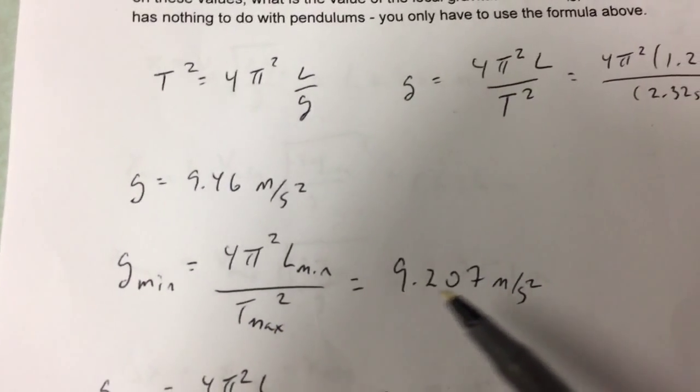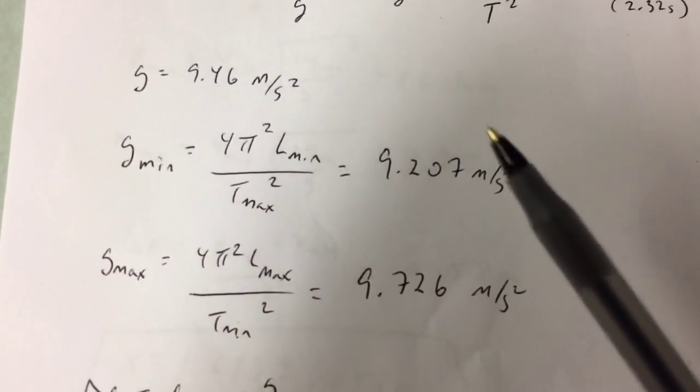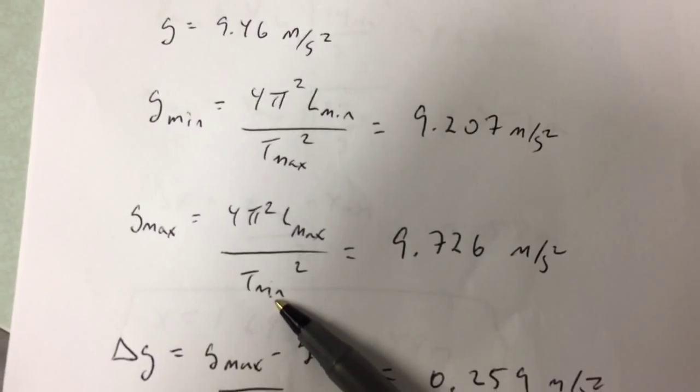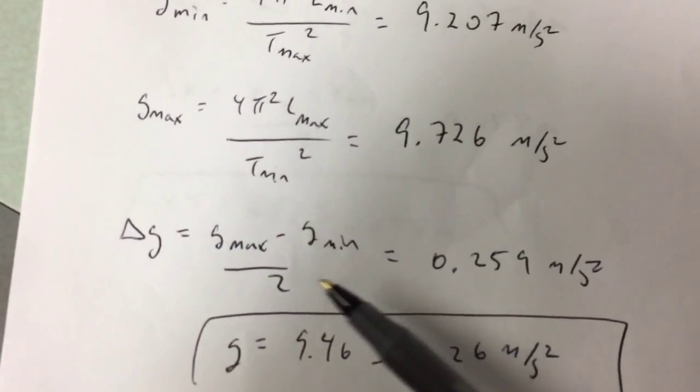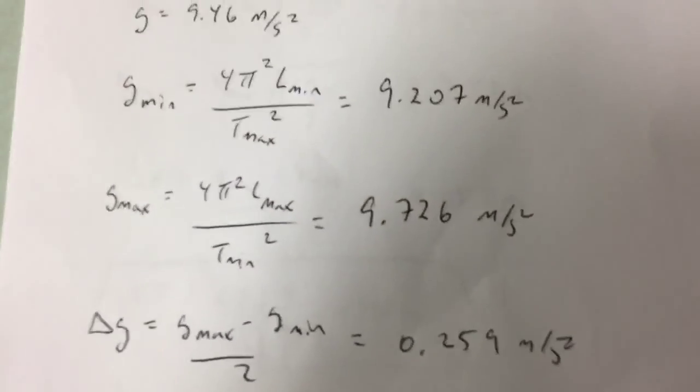If I do that, I get this value for the minimum gravitational field, or whatever you want to call it. Then I do the same thing for G max. I put in the maximum length and the minimum period, and I get that. Then to get the uncertainty, it's just max minus min over 2. Boom, boom, done. Next problem.